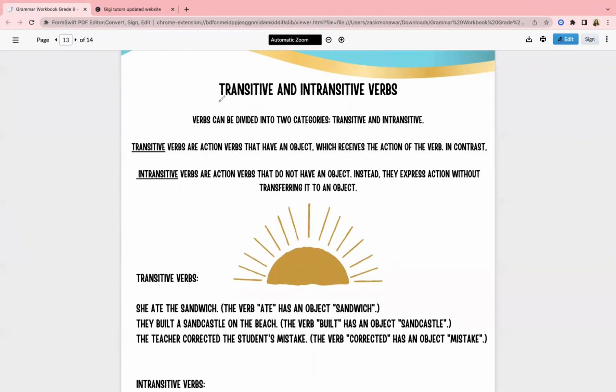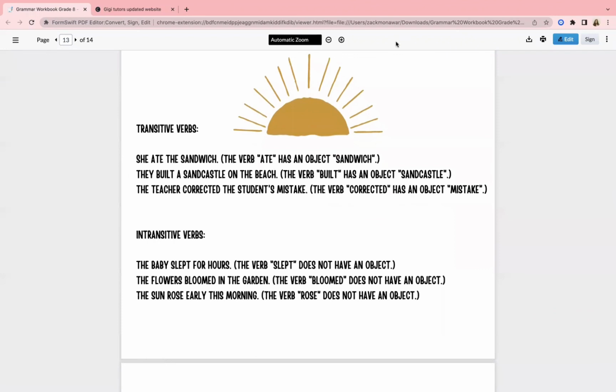Okay, and off to the last part of this lesson, transitive and intransitive verbs. Our time has gone by so fast. So we're going to learn what the difference between transitive and intransitive means. Transitive verbs have an object which receives the action of the verb. So transitive receives an action, whereas intransitive verbs do not have an object. Instead, they usually express action without transferring it to an object. So transitive receives and intransitive expresses.